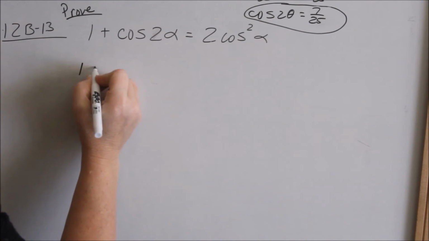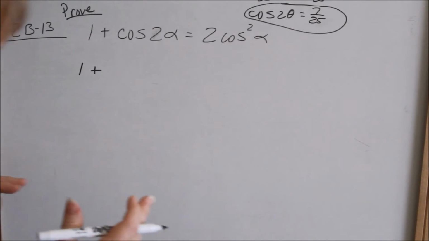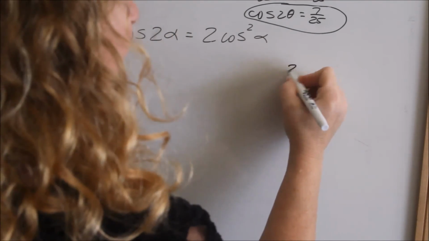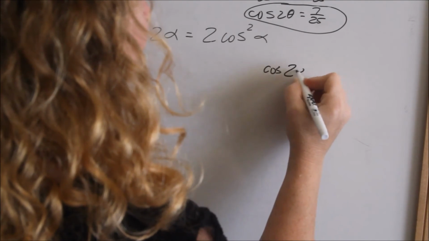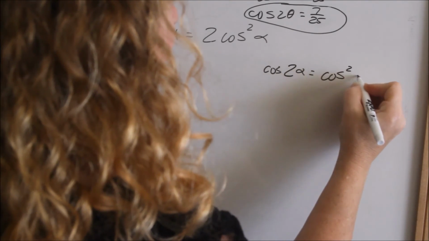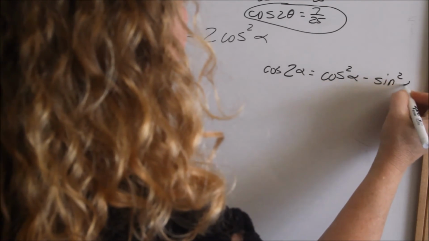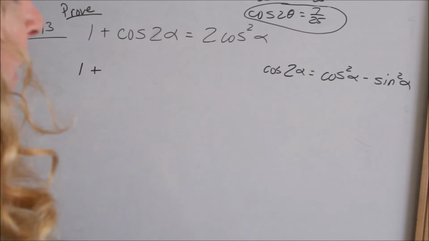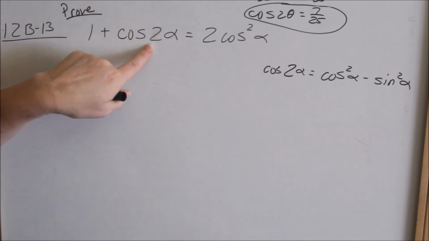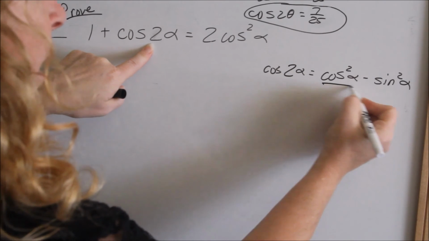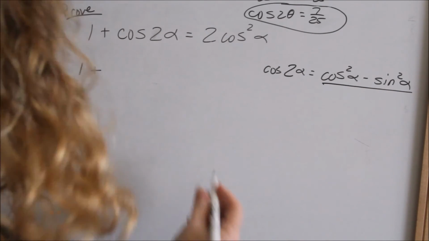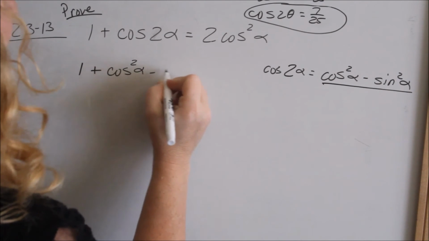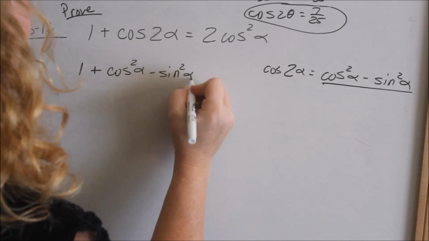Okay? Cosine has 3, but I'm going to choose to use, I'm just going to write this off to the top side. Cosine of 2 alpha equals cosine squared alpha minus sine squared alpha. That is one of your double angle identity formulas. So I am replacing this with all of that right there. Okay, so that would be 1 plus cosine squared alpha minus sine squared alpha.